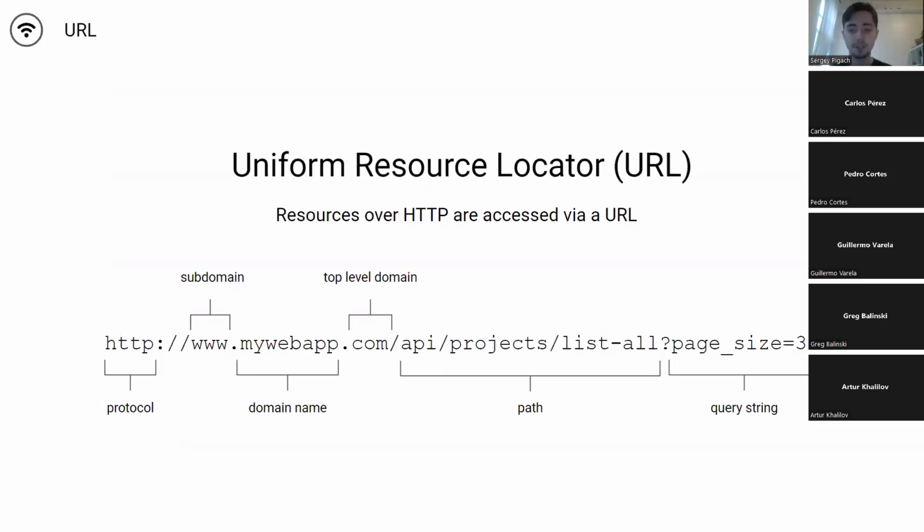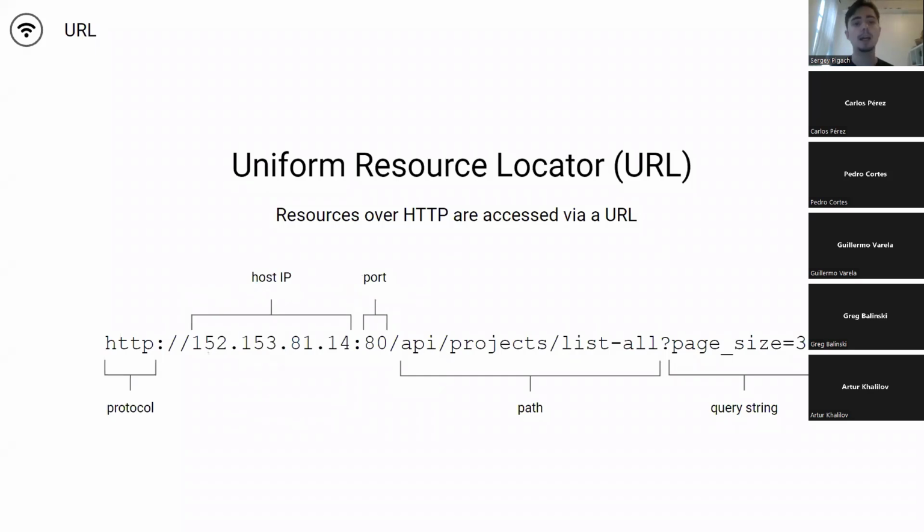And then you have the query string, or the query parameters, which are just additional parameters that let us specify some additional information about how we want to consume the information, or what kind of information we are looking for. And we are going to take a look at that later on as well.